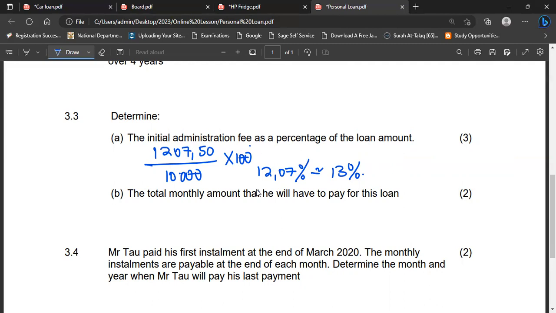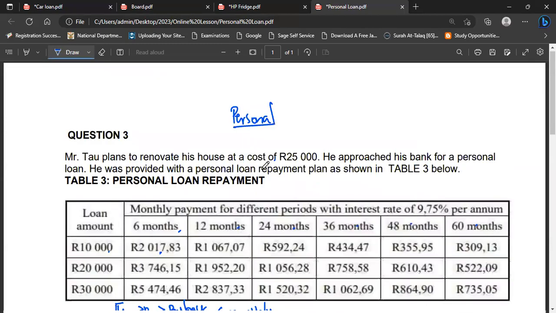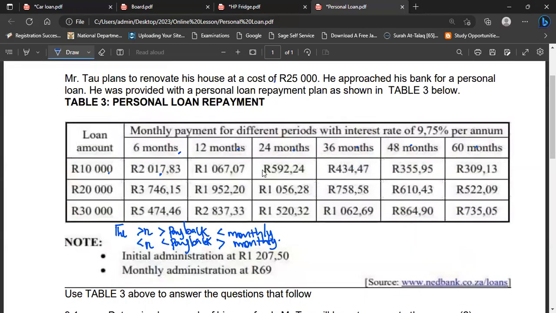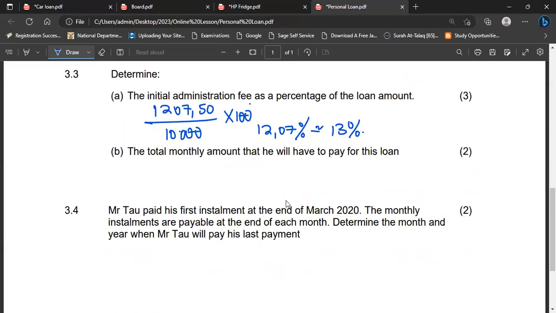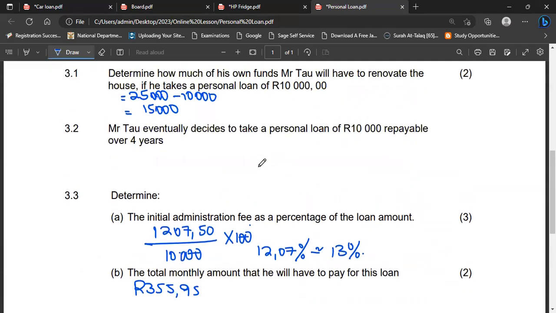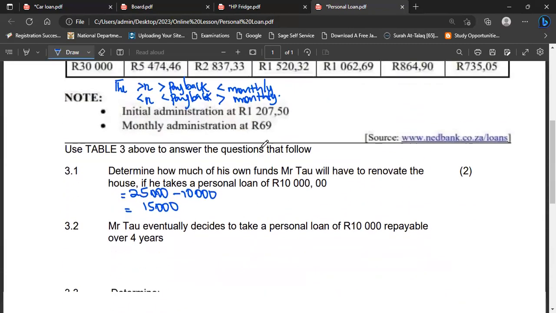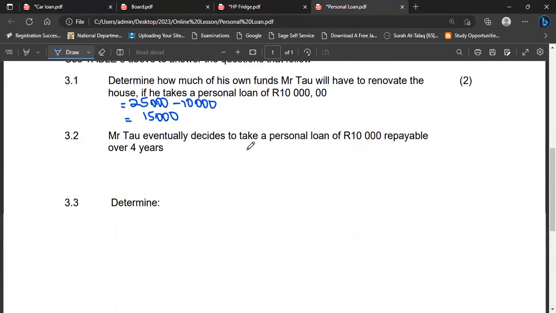The monthly amount that he will have to pay for this loan. Let's go back to the table. So for 4 years, taking 10,000, this is a monthly amount. 355 rands 95 cents. So total monthly admin fee of 69.